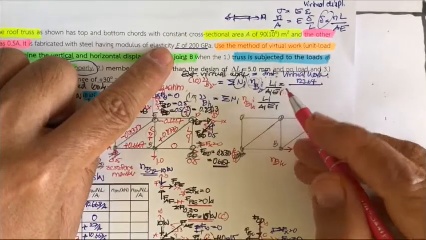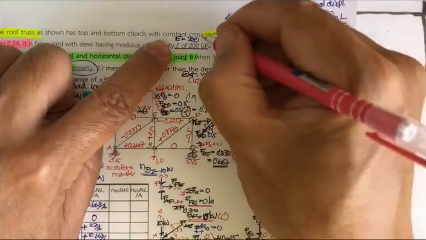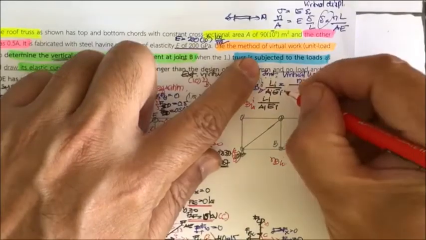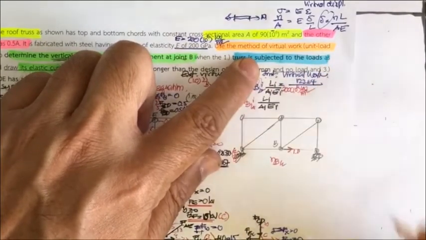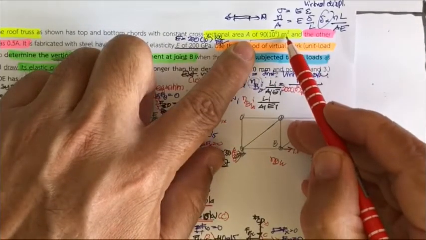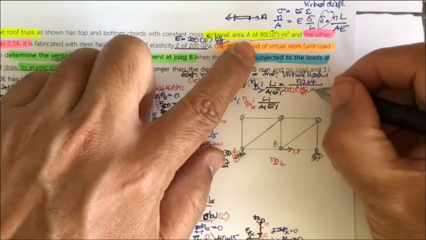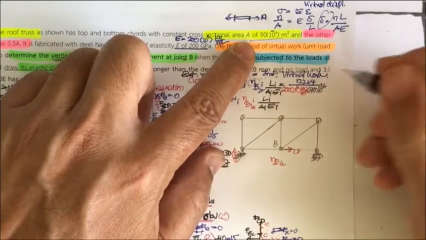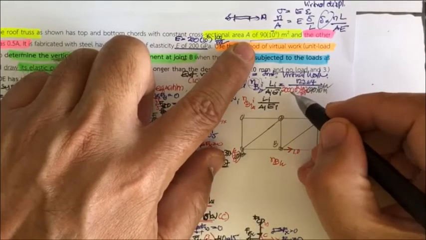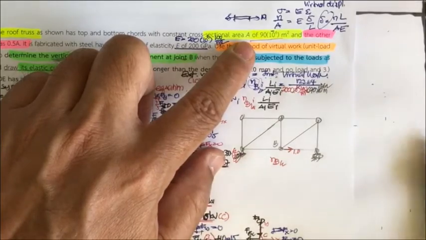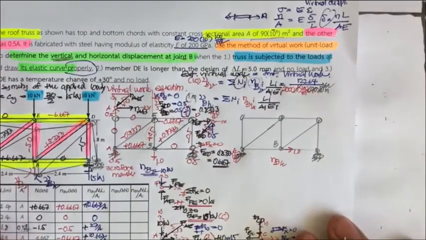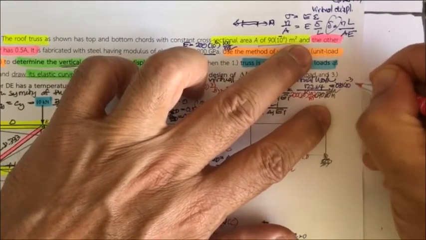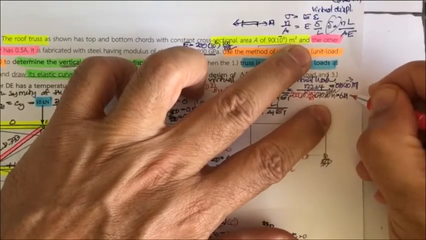And since we compute this one in kilonewton, the E is going to be 200 times 10 power 6 kilonewton per square meter. Not newton, it's in kilonewton. And the area here is in meter square already, so we can put it easily for 90 times 10 minus 6 meter square. Now 10 minus 6 and 10 power 6 can be cut. And if you put everything in your calculator, you can get this one equal to 6.81 times 10 minus 3 meter, or you may have 6.81 millimeter.